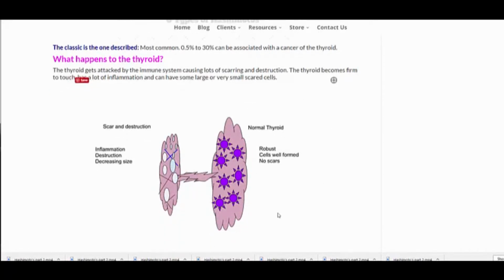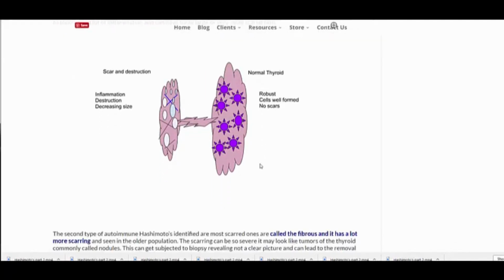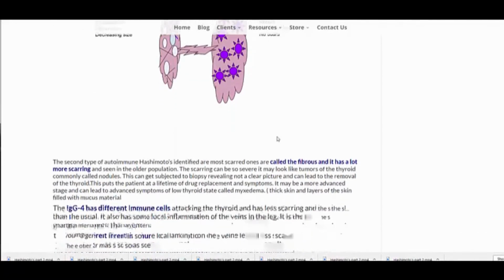Whereas when you look at a normal thyroid gland, it's very robust. The cells are well formed. It's well orchestrated. There are no scars seen. So you can see a difference between what Hashimoto's technically should look like and what a normal thyroid looks like.